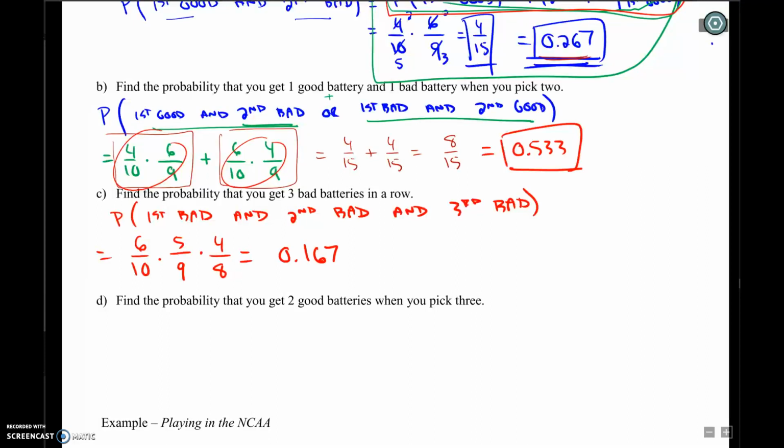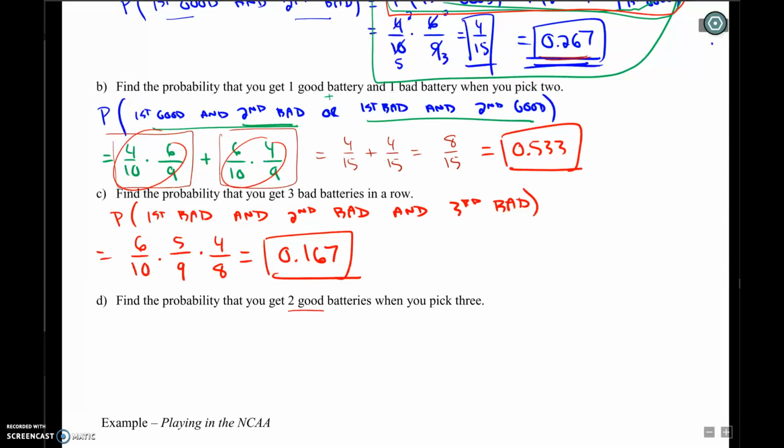So there's only about a 17% chance that if I pick 3 batteries out, all 3 of them would be bad. And by the way, the reason this was so easy to calculate is because there's only one way for it to happen. You have to get a bad and a bad and a bad together. When we start doing combinations of 2 bad and 1 good, now you have to look at all the different ways that you can get that combination, which is this last problem.